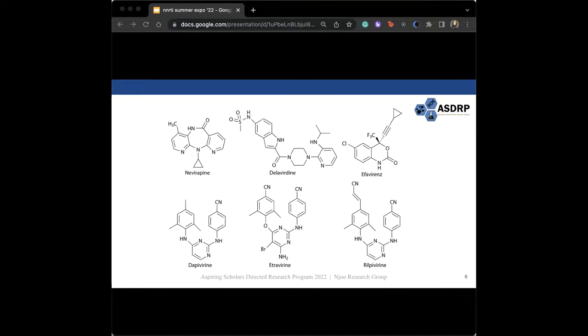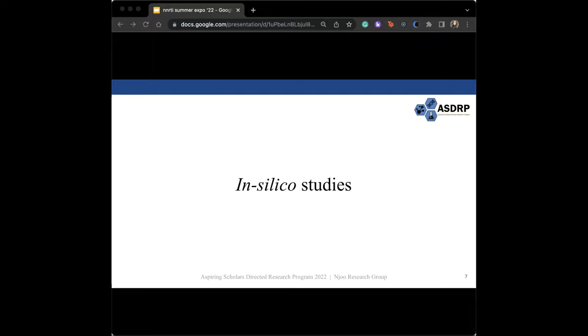But in other prior synthesis efforts, other compounds have been demonstrated to be neurotoxins, but the analogs of these compounds had reduced neurotoxic effects, making this a potential future for analogs of efavirenz. So now I'll be moving on to our in silico studies.